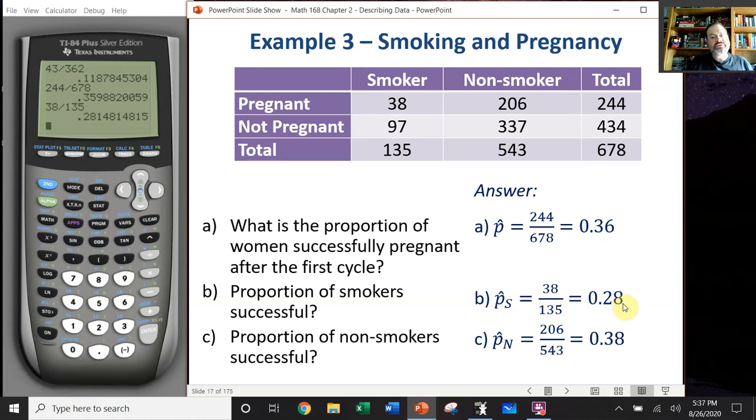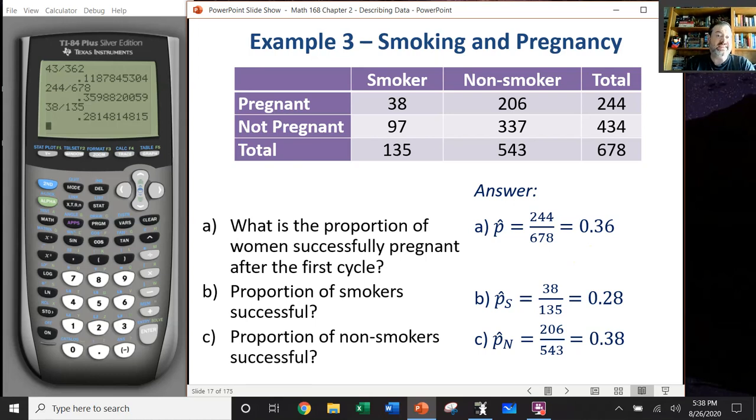So we can kind of see what's going on here, right? 28% of smokers got pregnant, and 38% of non-smokers got pregnant. This gives us a lot more information than just the overall proportion. And that's actually why they do studies like this. They want to know, is there something about smokers that makes it more difficult to become pregnant?